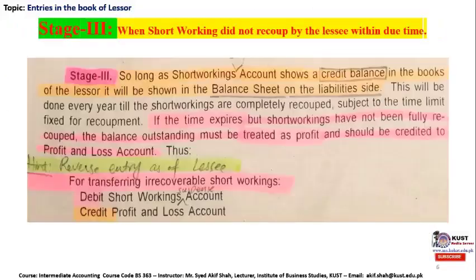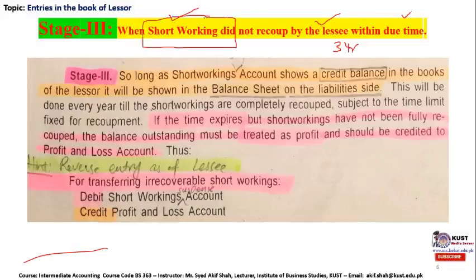Now let's discuss stage 3, when the short working is not recouped by the lessee. Here we can see that the case explains that short working was not recouped by the lessee within due time. Let's suppose the case once again continues from what we are discussing. However, the time has lapsed and expired, and it was 3 years to recoup, but the lessee was unable to utilize the mine in its full capacity, due to which the time has expired, and that short working which has been paid to meet the minimum rent requirement cannot be recouped by the lessee.